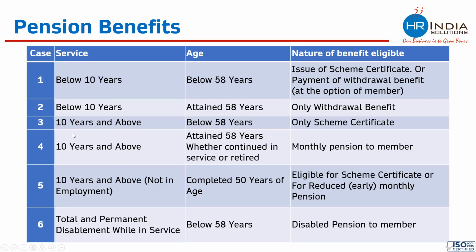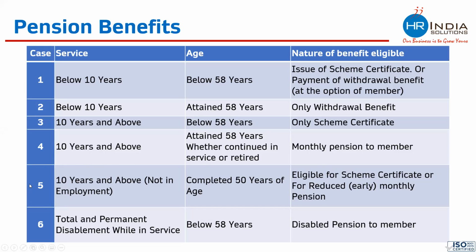Fourth case is if the service is 10 years and above and he has attained 58 years, whether continued in service or retired. Matlab, after attaining the age of 58 years, he wants to leave, he wants to retire, or he wants to continue the service. In both cases, he can apply for a monthly pension, right? Because both criteria are met. He has served for 10 years and he has also reached the age of superannuation, that is 58 years. In both cases, the person is eligible to apply for the monthly pension, right? He can start his monthly pension.